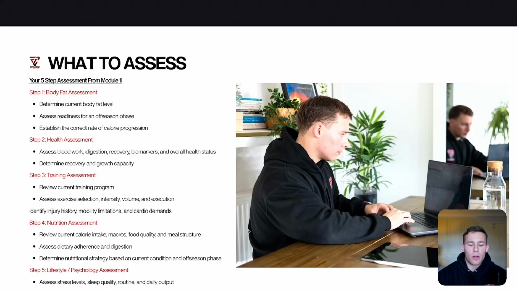Step 5, lifestyle, psychology, assessment. You need to assess your stress levels. You need to assess your environment, your sleep quality, your routine, and your daily output. In my opinion, if those are not nailed, steps 1 to 4 really don't matter.